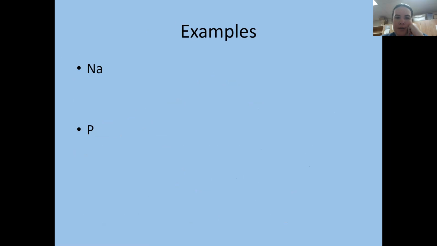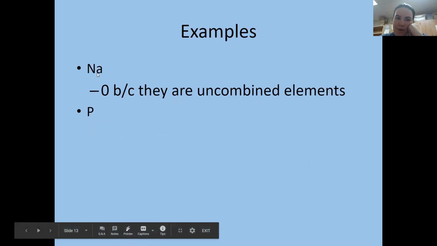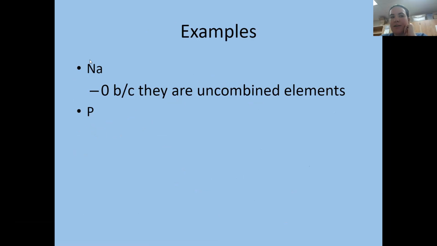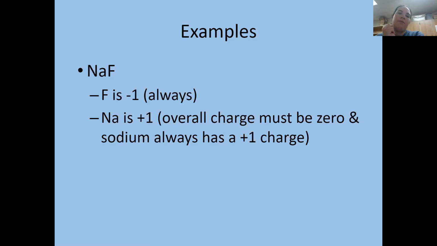Okay, so our first two are sodium and phosphorus. They are both elements, so they're not combined with anything else, so both of them would be 0. With these, you should have the oxidation number written above the element. Okay, second reaction, NaF. So this one, if we look at the periodic table, fluorine is always -1, and also sodium is always +1. And we could also figure that out because we have to have them add up to 0. So sodium has to be +1 in order for that to be neutral.